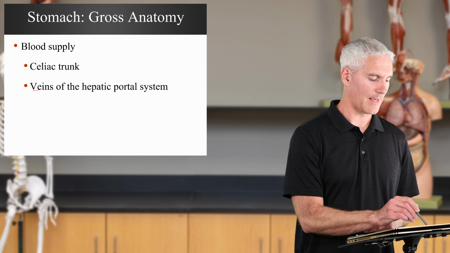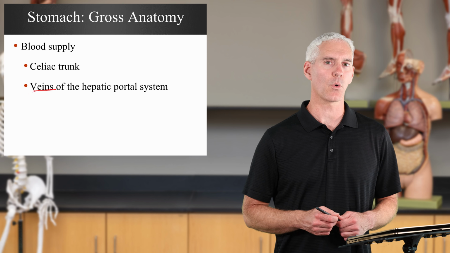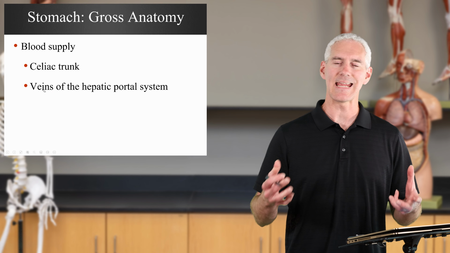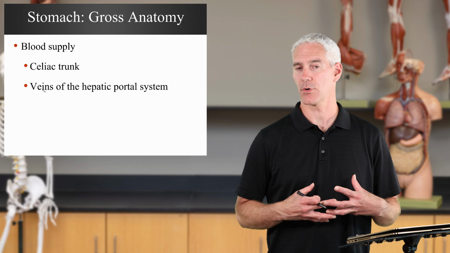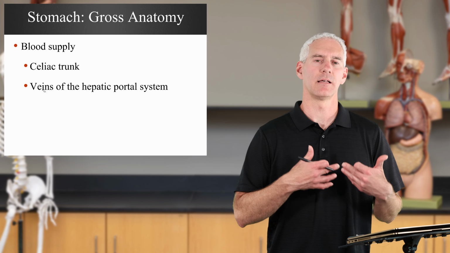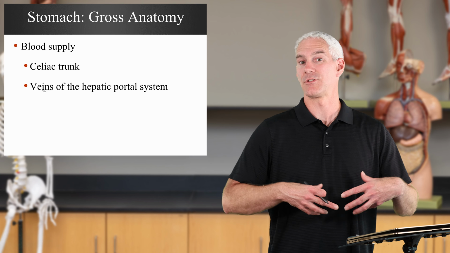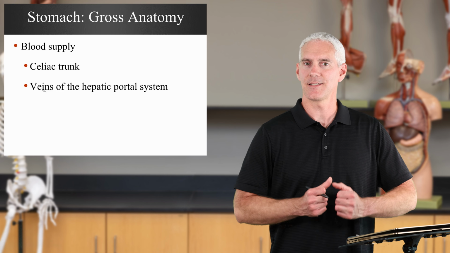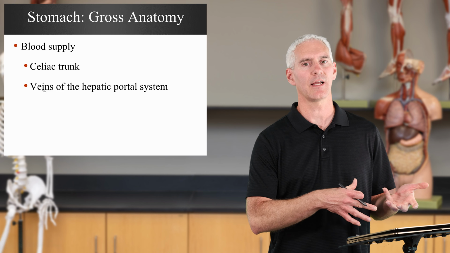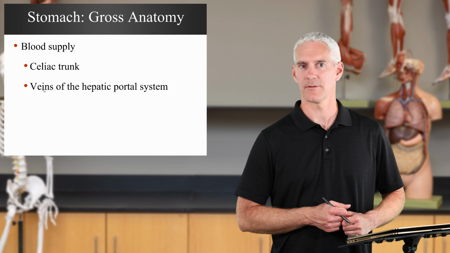For the veins, that means you're looking at the hepatic portal system. So you'll be taking this blood and heading back to the hepatic portal, which goes back into the liver for filtering. Now I know the stomach isn't really doing a lot of absorption, but it's still being tied into the same system. So celiac trunk arteries, hepatic portal veins.